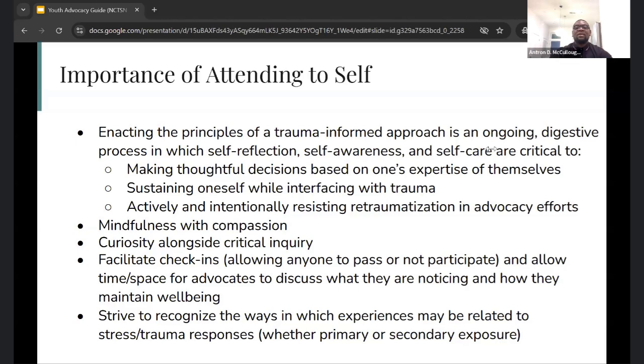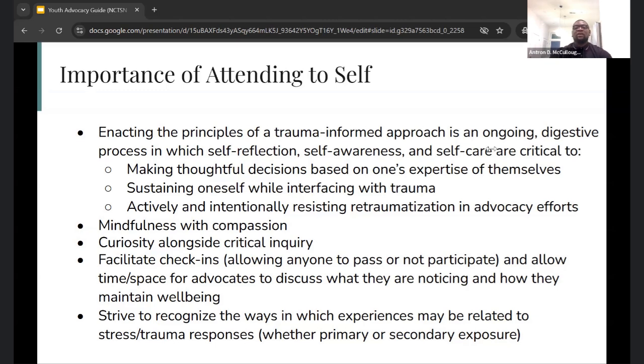This is the human mind and body's natural response to stress and trauma exposure when caring for oneself is not prioritized. Being trauma informed and trauma informed responsive in any context is a total paradigm shift. There's no checkbox you can check because it is a digestive process in which a high value is placed on self reflection, self awareness, and self care to sustain us while we do this work.